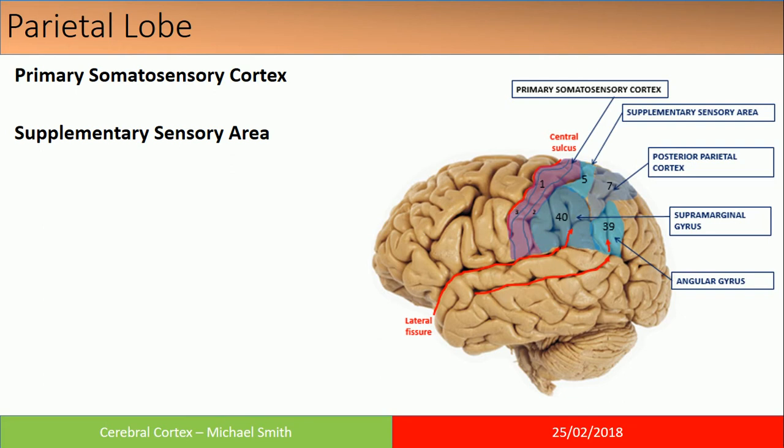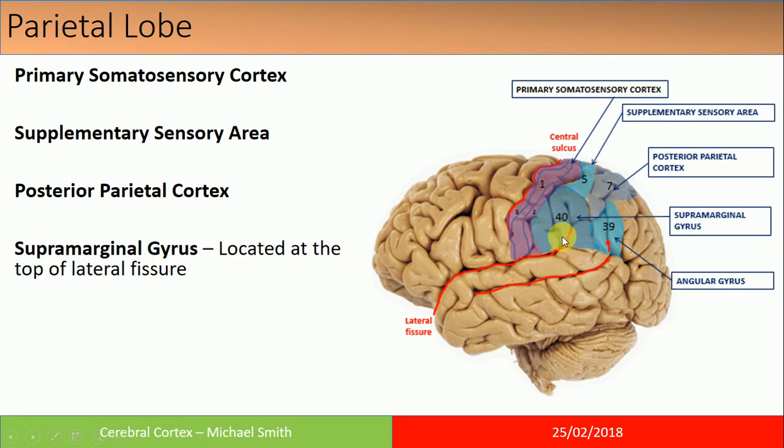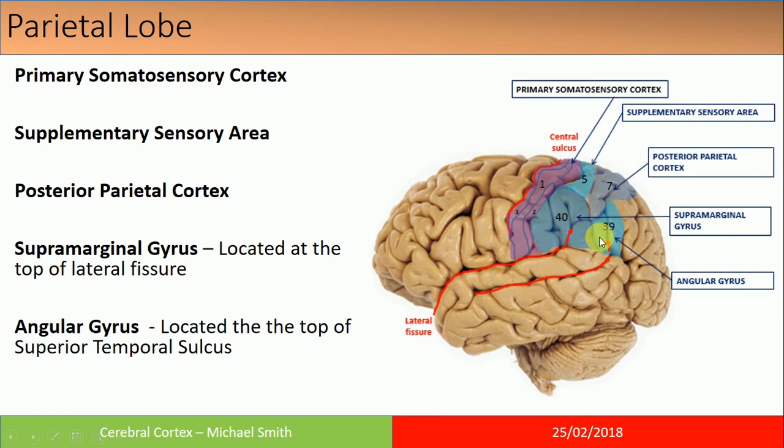At the posterior part of the parietal lobe, we have our posterior parietal cortex. And then we have these two gyri, which can be found. First, we have our supramarginal gyrus, which you find by following the lateral fissure all the way back until it reaches a gyrus in the parietal lobe. And this is called our supramarginal gyrus. And if you follow the superior temporal fissure, so this is the main sulcus or fissure running through the top of our temporal lobe, this will take you to another gyrus, and this one's called our angular gyrus.